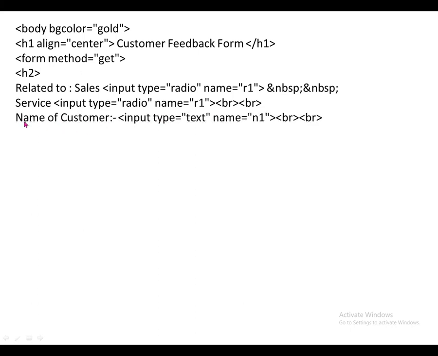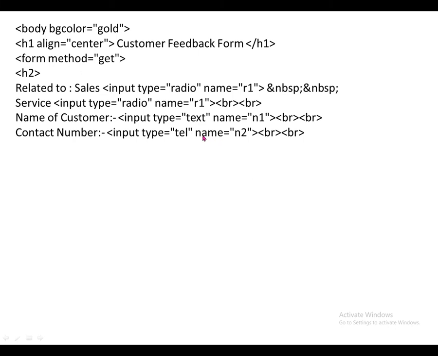After this you are asking for the name of the customer. So remember, input type text name N1. This is a very simple tag to create a text box. Then again you are adding 2 BR. Second is contact number, input type tel. Tel stands for telephone number. It will accept only a telephone number.